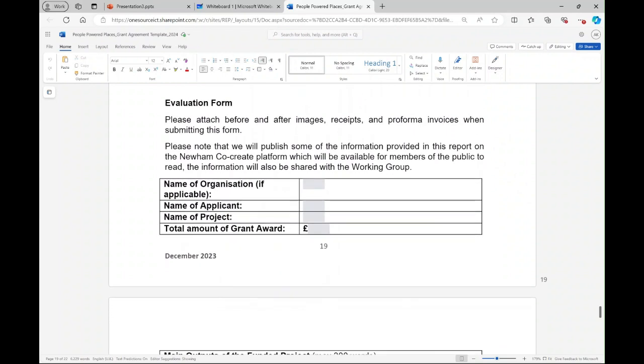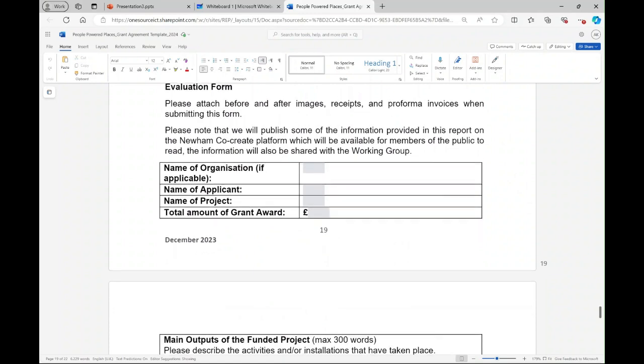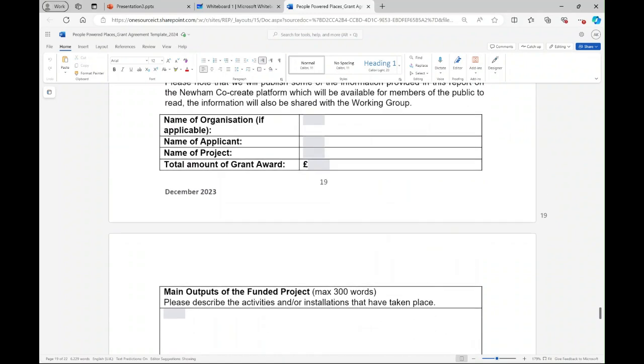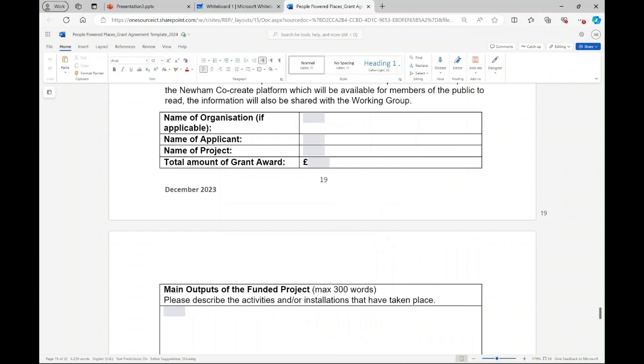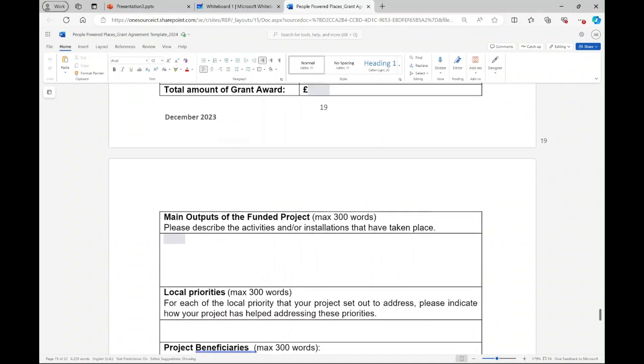So again, please, we love photos. Please include photos. It really helps bring your projects to life. And also any receipts and invoices. Again, please put in your basic information around name of organization, your name, the name of the project, etc.